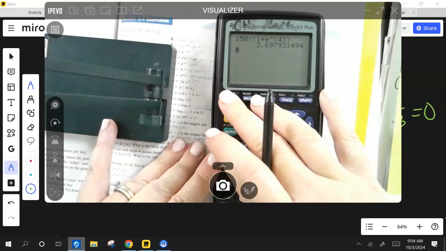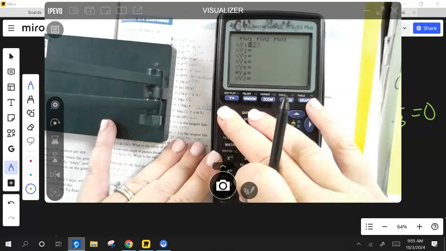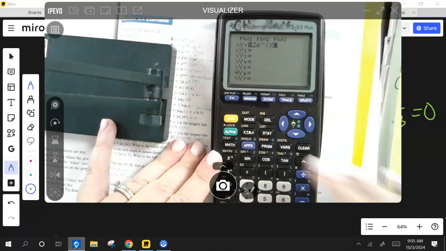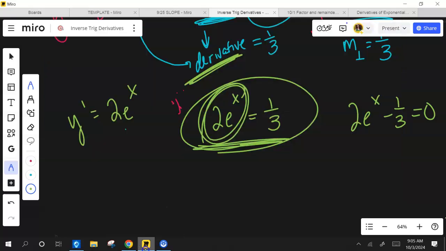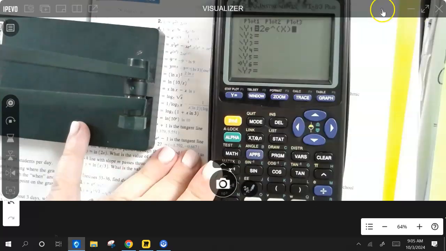All right, in the first y equals, I'm going to put this equation, 2e to the x. Okay? In the next equation, I'm going to put 1/3. That's the wrong e then. Second ln down here under log.